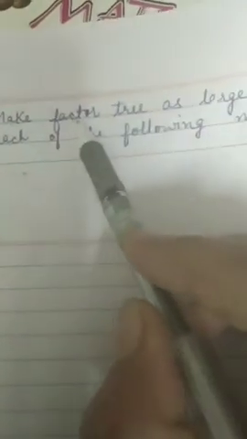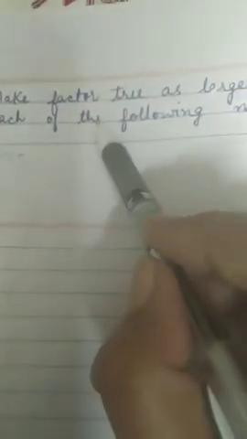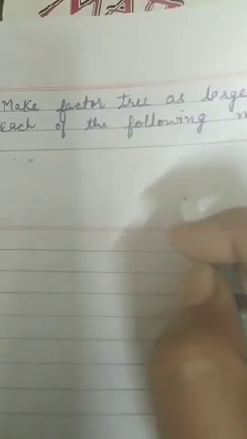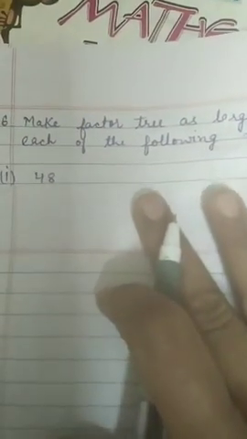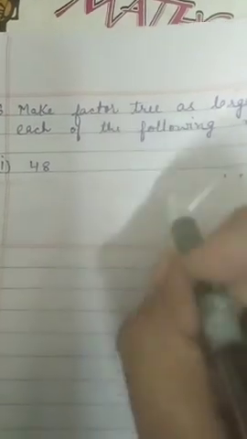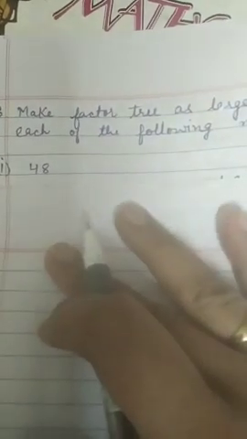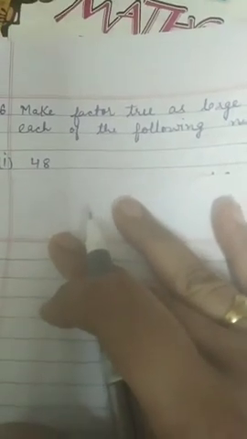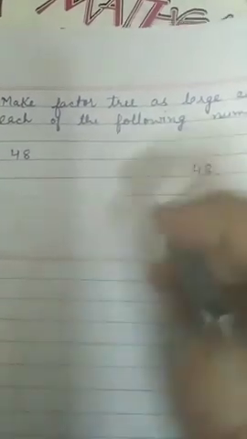Question 6. Make a factor tree as large as possible for each of the following. Here we will solve this sum by using the factor tree method. The number is given to you. The first part is 48. It is the same as what we did earlier, only we will make a tree here. See how you will make it.